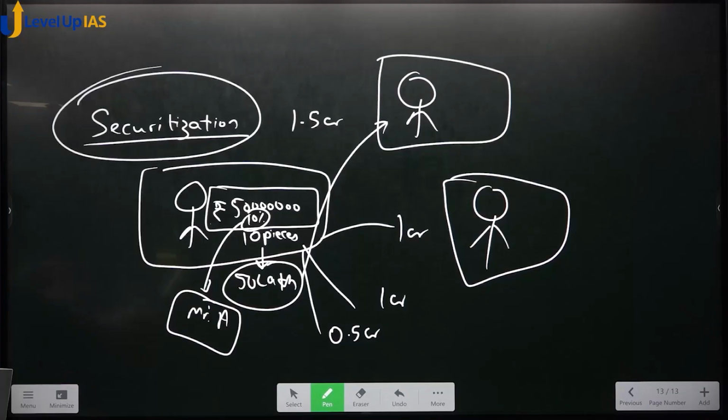Yes or no? But this is securitization. Did you understand what is securitization? Do you understand why that act is called the SARFAESI Act? Securitization and Reconstruction of Financial Assets and Enforcement of Security Interest Act 2002. ARCs are registered under the Companies Act but also registered under the SARFAESI Act. They are regulated under the SARFAESI Act. Yes or no? Did you understand this?